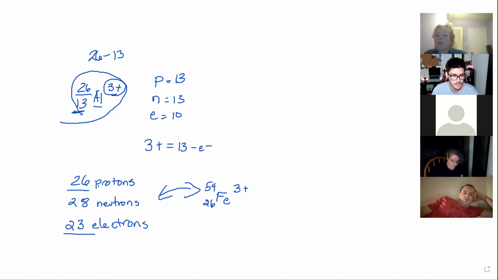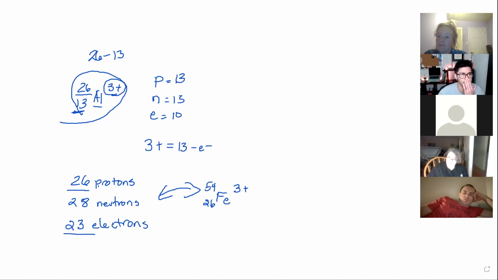Sometimes people will go, well, when you average, can't you just add them all up and then divide by however many you have? That would be the case if they all had an equal weight, but they don't, right? They have different percentages, so we need to take that into account. So let's look at chlorine.